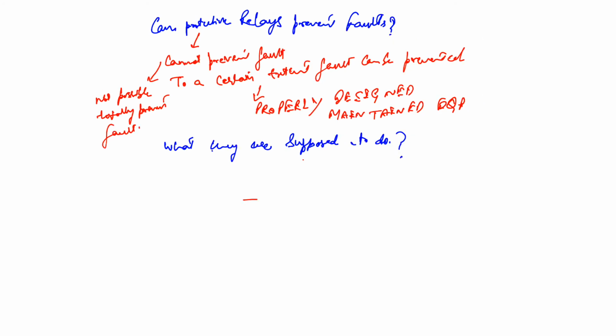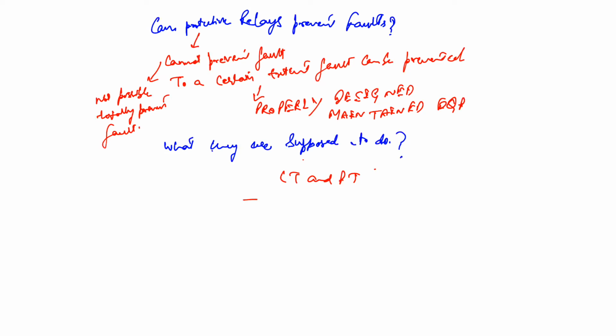Now the question arises: what are the protective relays supposed to do? They are supposed to detect the fault through the CT and PT, and selectively remove only the faulty part from the rest of the system by tripping an appropriate number of circuit breakers.